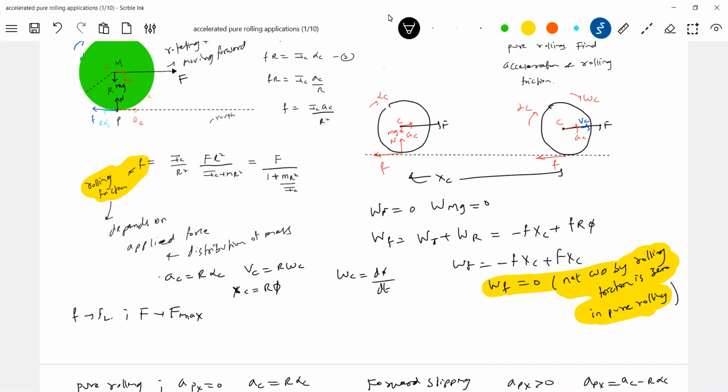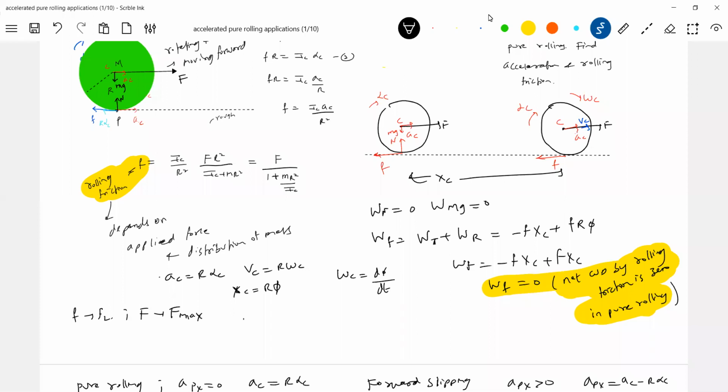I'll keep on increasing the applied force. The friction will also increase. So what is the maximum permitted value of friction? Equal to limiting. Therefore the applied force will be maximum. Any force applied less than F max, there will be no slipping, pure rolling. If applied force is greater than F max, there will be slipping. So how to calculate that F max?